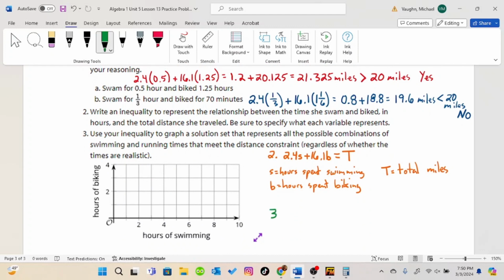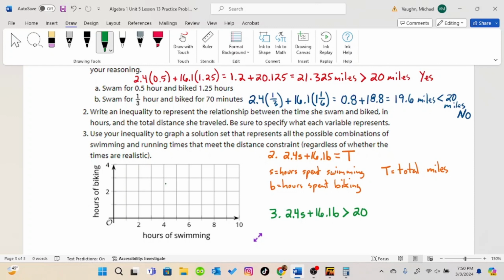So first off, we're going to rewrite this as 2.4s plus 16.1b is greater than 20. This is in standard form, and standard form is great for finding the intercepts.